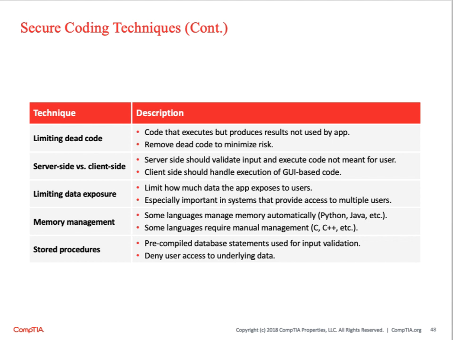Memory management. Some languages manage memory automatically, such as Python and Java, and others require manual management. Those that need manual management may be a little more susceptible to things like buffer overflows and stuff like that, right? However, languages like C are typically faster than Python. So we're going to have to balance that.